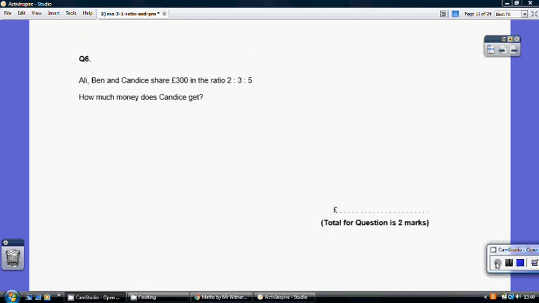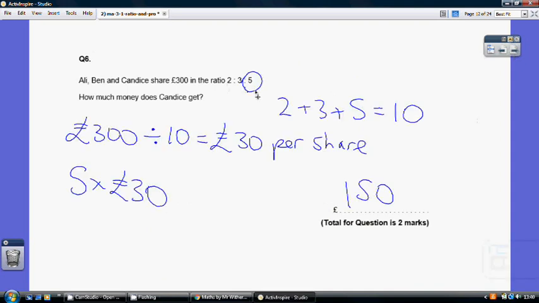Question 6. So A to B to C is 2 to 3 to 5, so that is 10 shares in total. So we're sharing £300 across 10 shares, so that's £30 per share. Now Candice has 5 shares, each share is worth £30, so Candice has 5 lots of 30, which is £150.